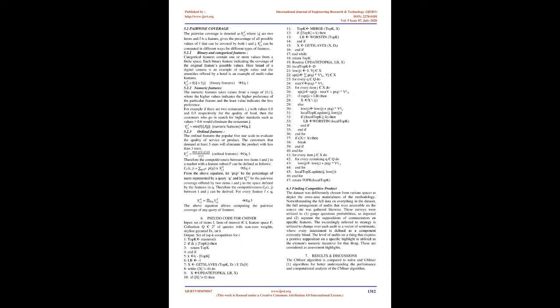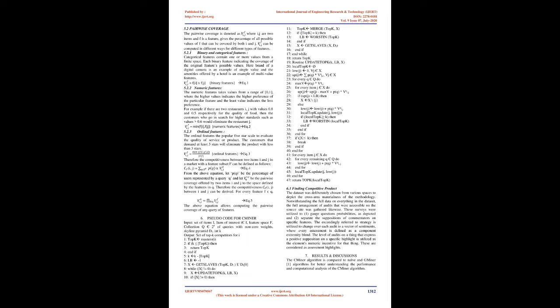5.2 Pairwise coverage. The pairwise coverage is denoted as C(i, j, f), where i and j are two items and f is a feature. It gives the percentage of all possible values of f that can be covered by both i and j, and can be computed in different ways for different types of features.